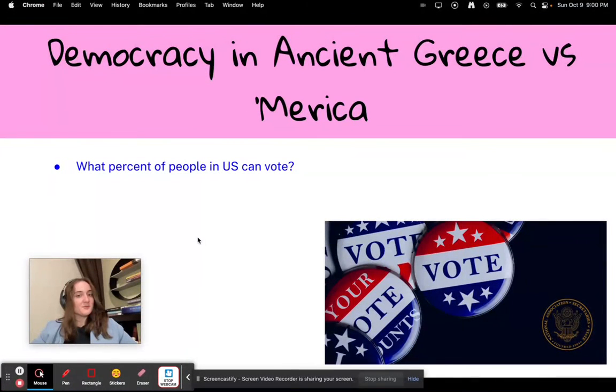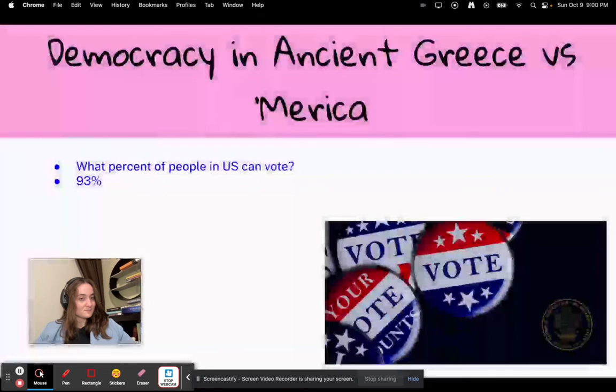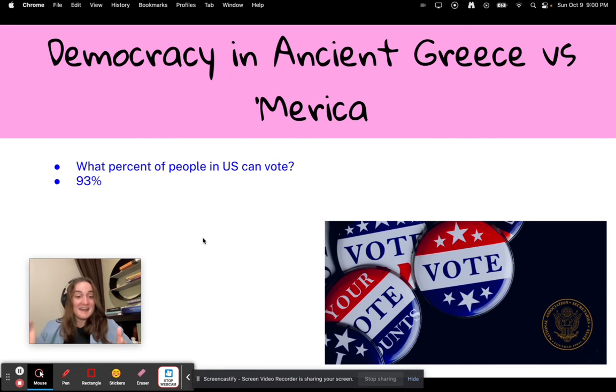What percent of people in the US can vote? Take your best guess. That's right. I was kind of shocked by this number too, but it is actually 93% of people living in the United States who are qualified to vote.